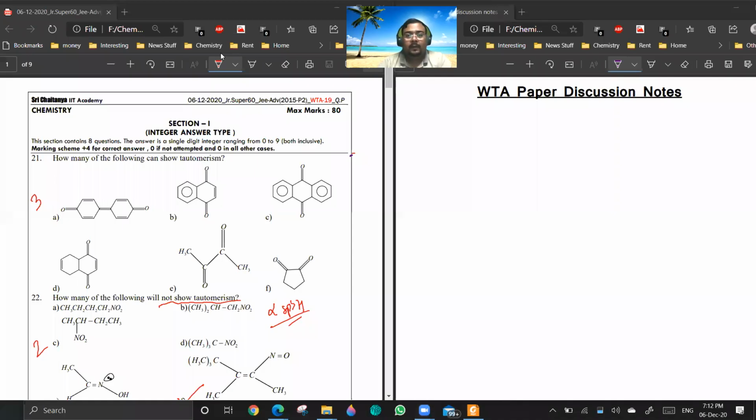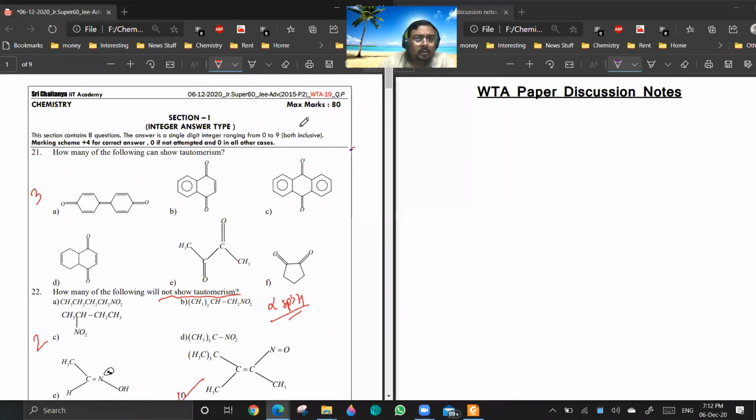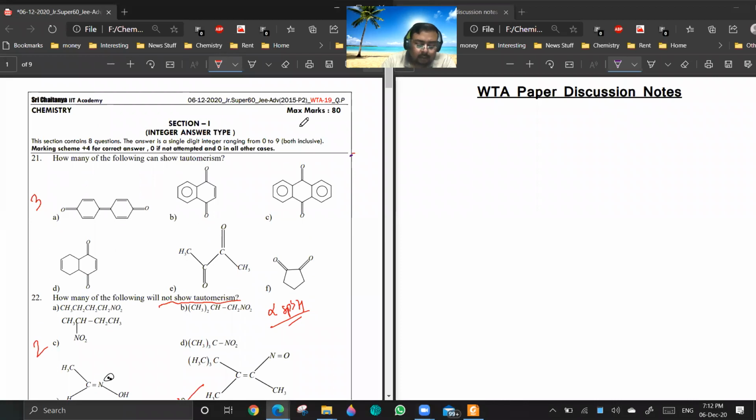So now we are live, and today we are going to start paper discussion for WTA 19, which is a paper based on your GOC, acids and bases, and tautomerism. The first section is integer type questions, where the answer is a single-digit integer.